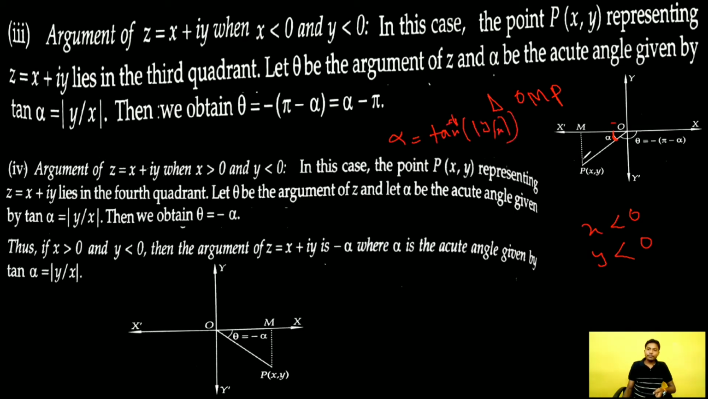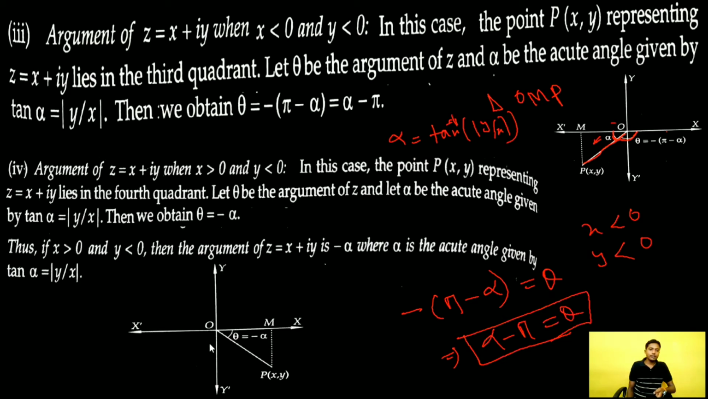Clear? Now we have to find the angle made by OP along the positive direction of the x-axis in the anti-clockwise sense. If we take this angle in the clockwise sense, then theta will have a negative sign. This angle is alpha and the total angle is pi, so theta is minus of pi minus alpha. Clear? This is equal to theta. This implies alpha minus pi is equal to theta for the third quadrant.